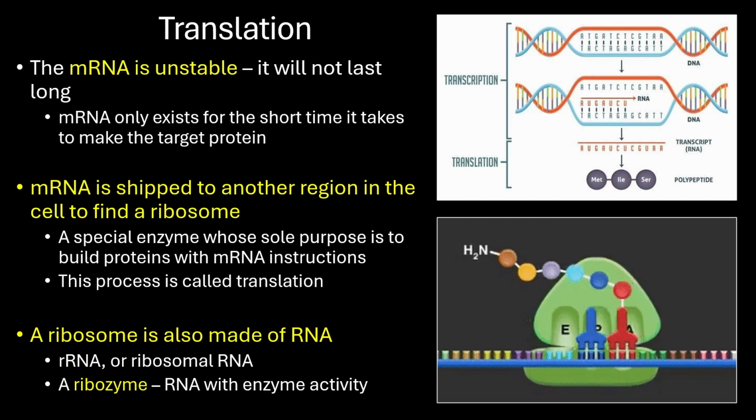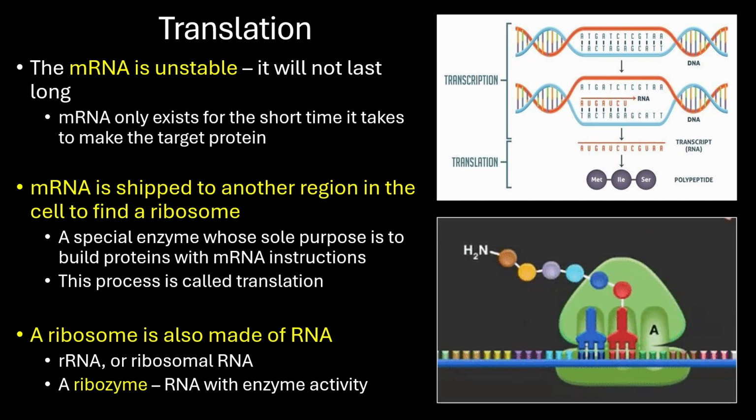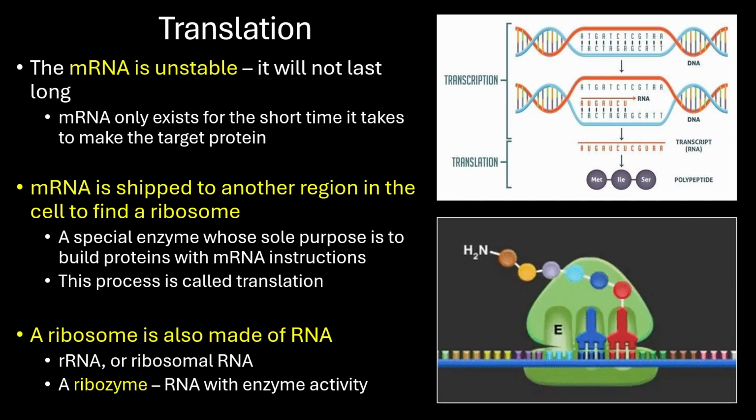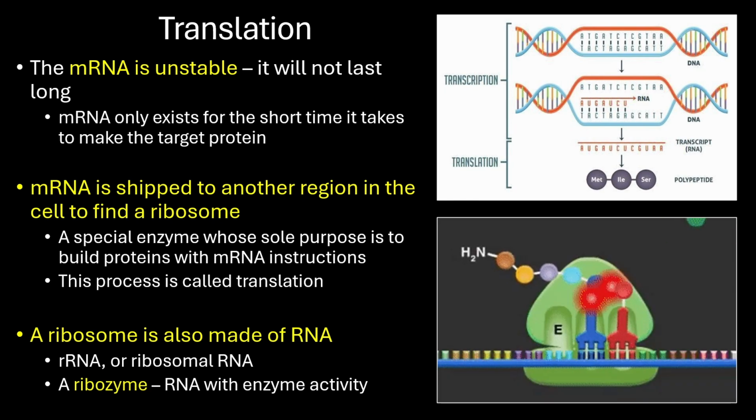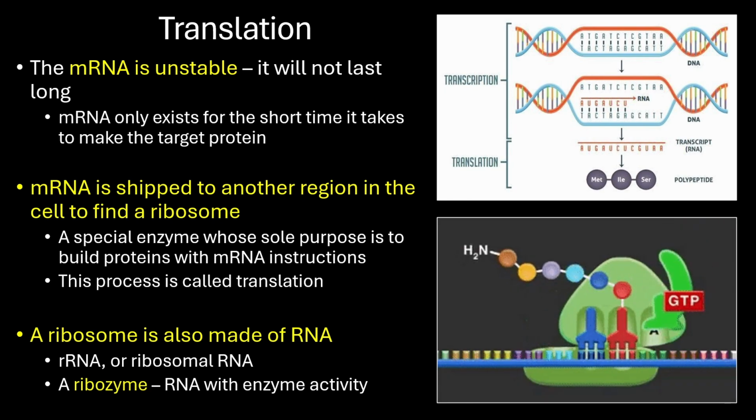Now, mRNA is going to be shipped to another region of the cell to find something called a ribosome. A ribosome is that special enzyme whose sole purpose is building proteins from those mRNA instructions. It does that translation process. A ribosome is also made of RNA. Technically it's an enzyme, but it's something special we call a ribozyme.